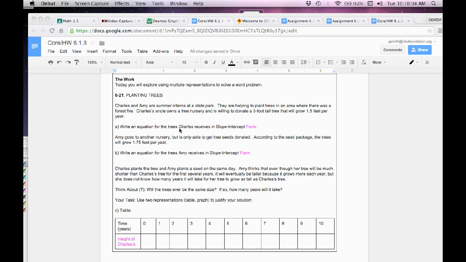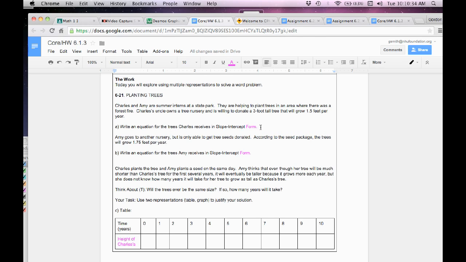And it says write an equation for the trees Charles receives in slope-intercept form. So we have to decide which one is the slope and which one is the y-intercept. If you notice how it says 1.5 feet per year, the feet per year is the giveaway. That feet would be the change in y, and the year would be the change in x. So this is going to be the slope, and the height is the start value, so that's the y-intercept.